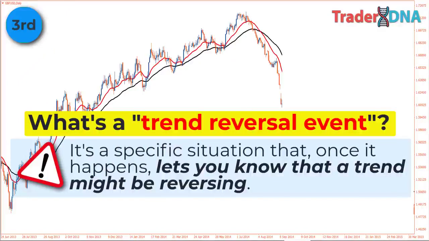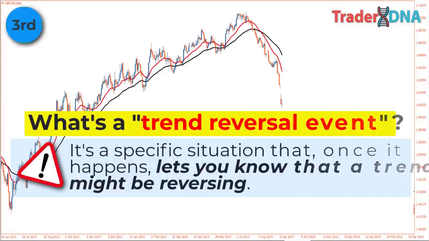You can't just figure this out on the spot. You have to decide what it is beforehand. If you wait until the market is moving quickly and you have money at stake, it'll be hard to make clear decisions. Here are some examples of trend reversal events for each of the indicators we talked about earlier.